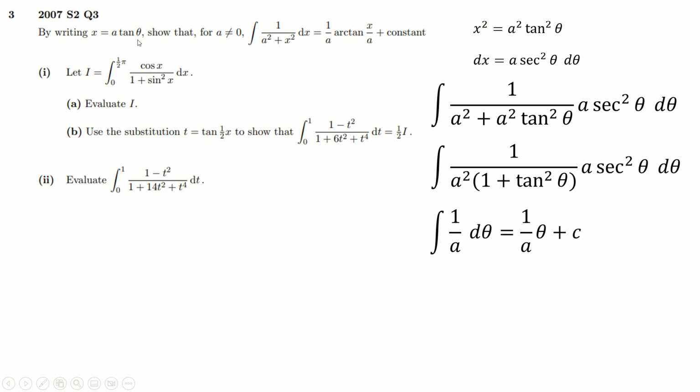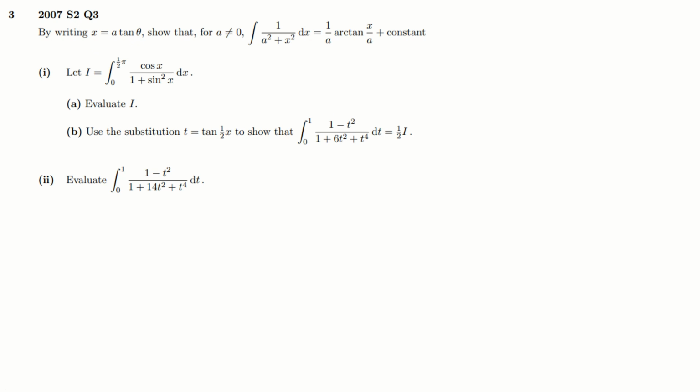And then theta, if you rearrange this, tan theta is x over a. So theta is arctan of x over a. And you just put that in, and you end up proving the thing that they want you to get. So that was really nice and straightforward. Let's move on to the next bit.